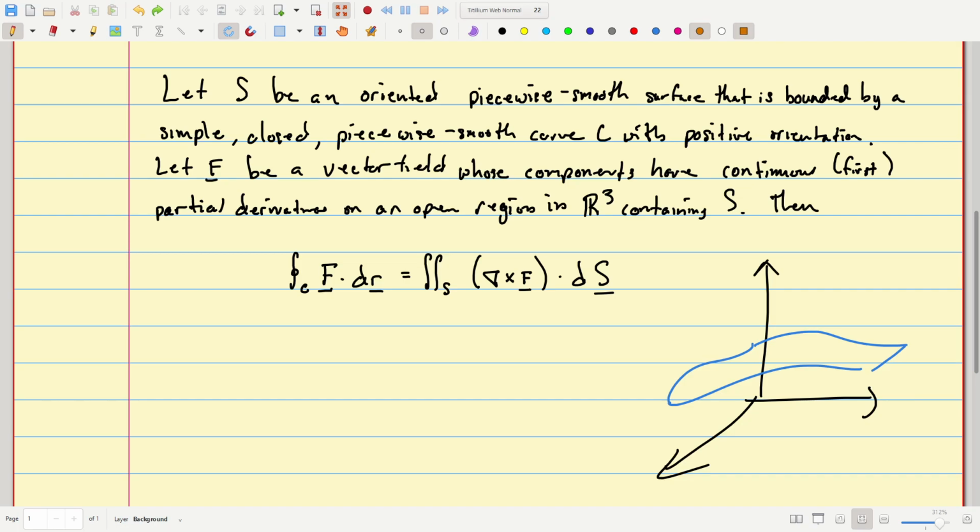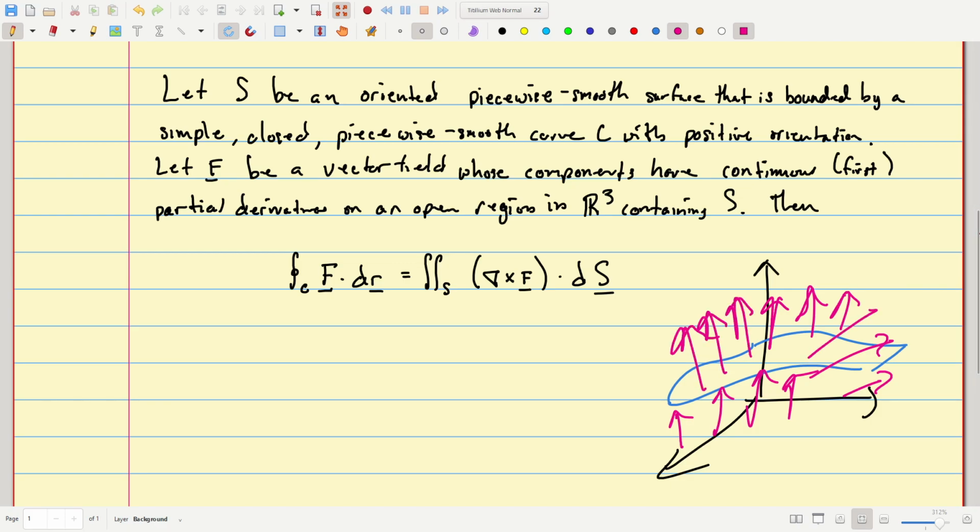okay? And then I imagine that there is some vector field in the environment given to me by F that this thing is sitting in. Make sense? Okay. So the vector field comes from F. No, it is just a surface. It has no volume. All right.